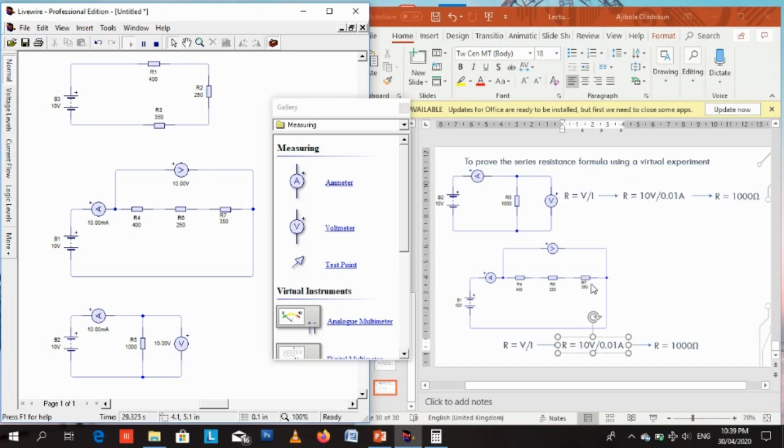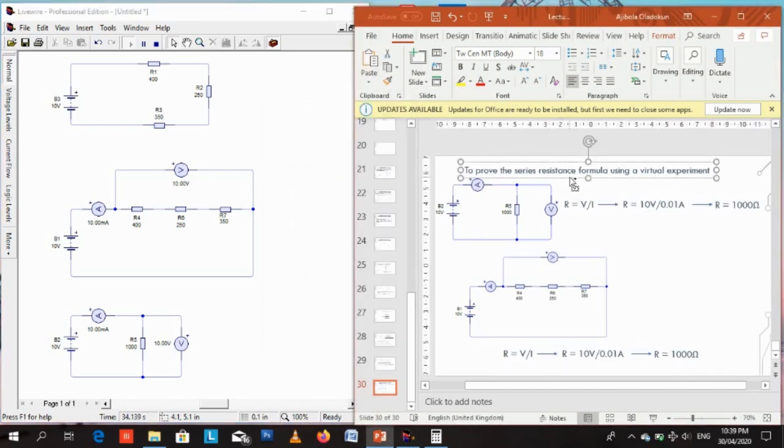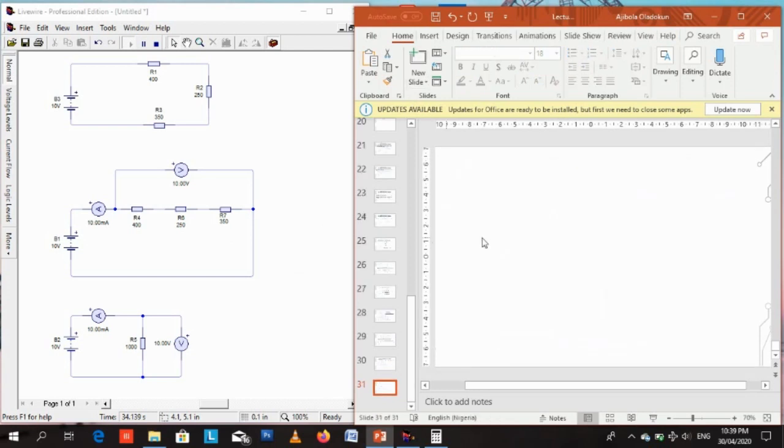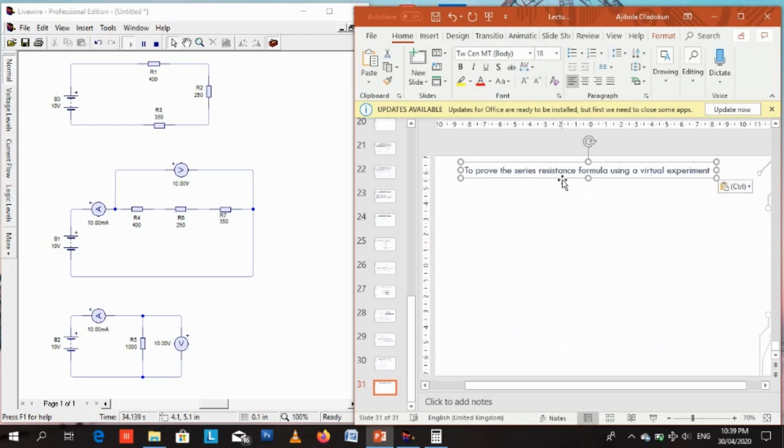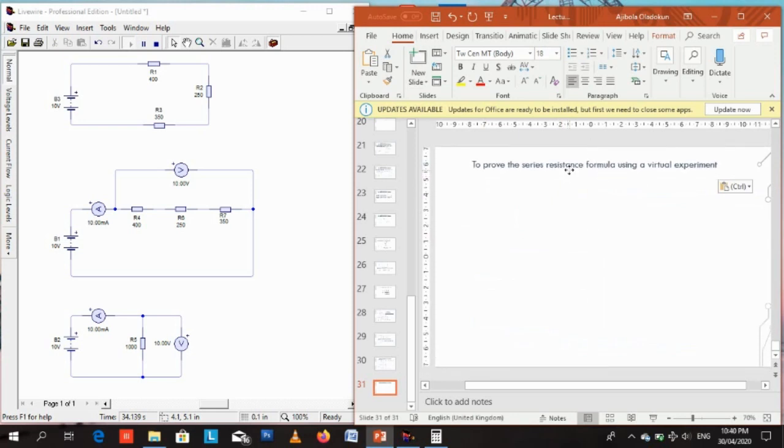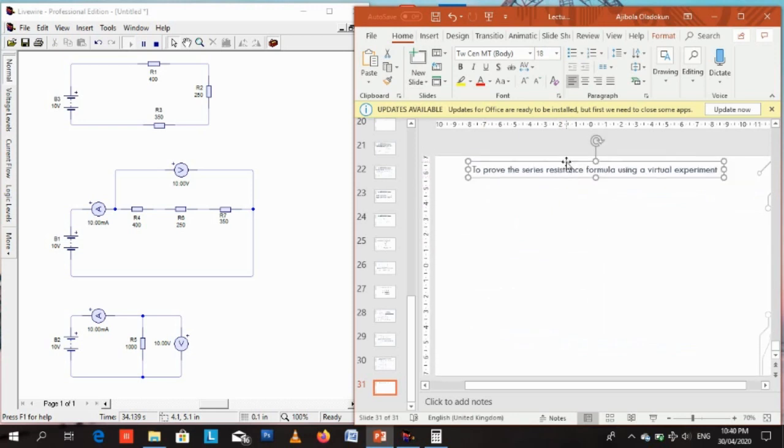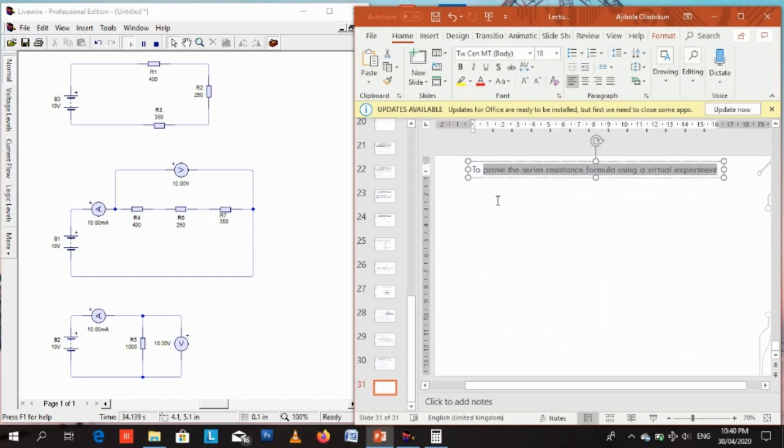And we also proved that the formula works. So please note how we connected the voltmeter across all 3 resistors in series, and then we used the formula to verify. So we are done with verification of Ohm's law using Livewire.